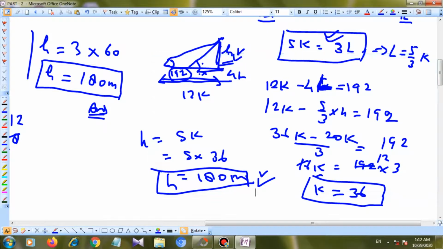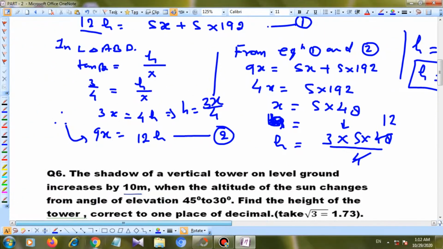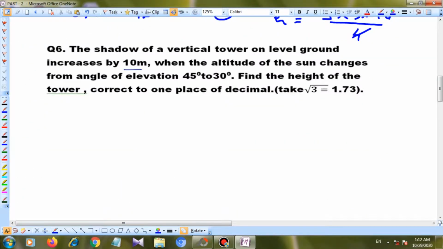Now our next question is: the shadow of a vertical tower on the level ground increases by 10 meter when the altitude of the sun changes from the angle of elevation 45 to 30 degree. Find the height of the tower correct to 1 place of decimal. Here root 3 is given as 1.73.